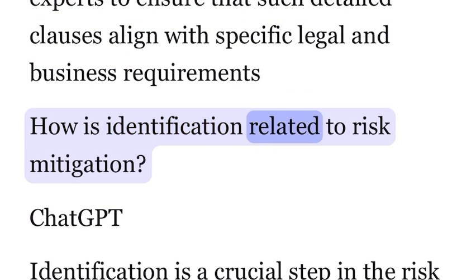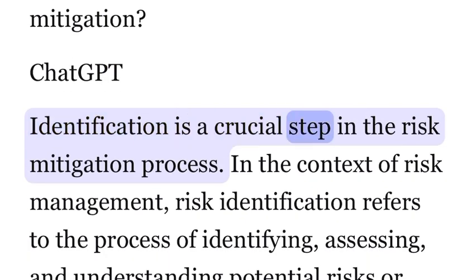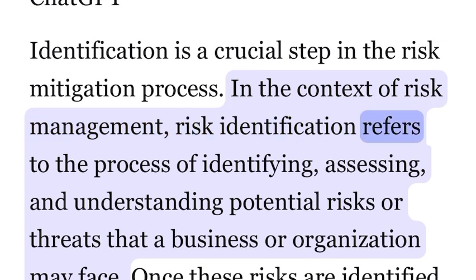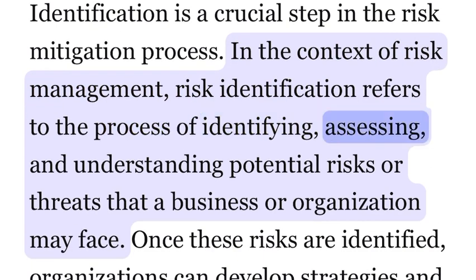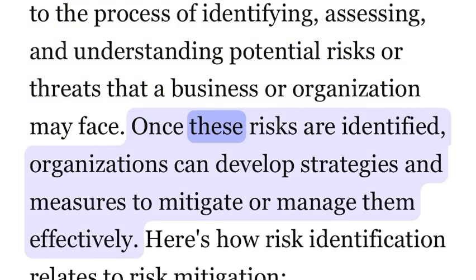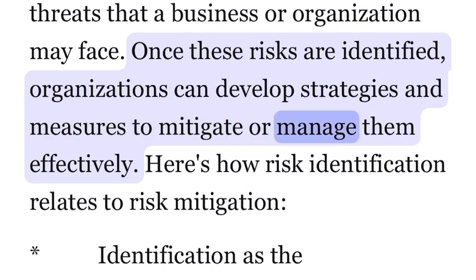How is identification related to risk mitigation? ChatGPT: Identification is a crucial step in the risk mitigation process. In the context of risk management, risk identification refers to the process of identifying, assessing, and understanding potential risks or threats that a business or organization may face. Once these risks are identified, organizations can develop strategies and measures to mitigate or manage them effectively.